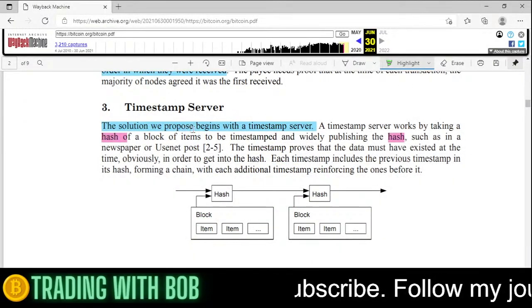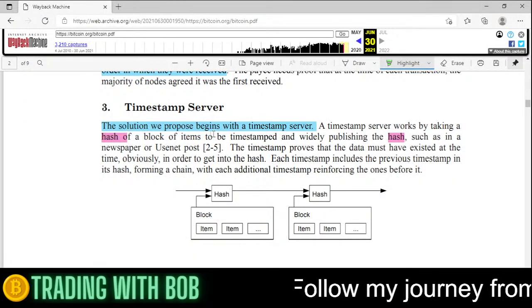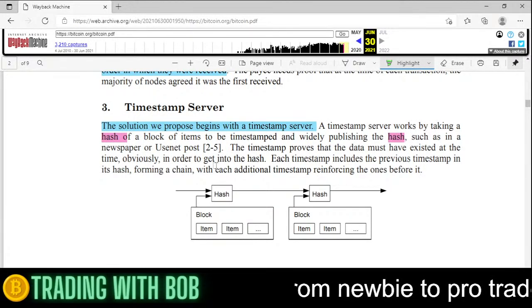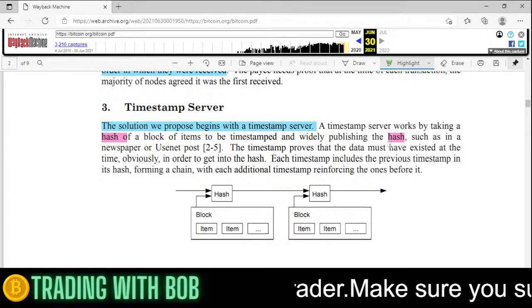Alright, so basically, the solution follows the timestamp server, which works by taking a hash of blocks and widely publishing them. So it basically tells you what time it came in and what time it left. That's it.